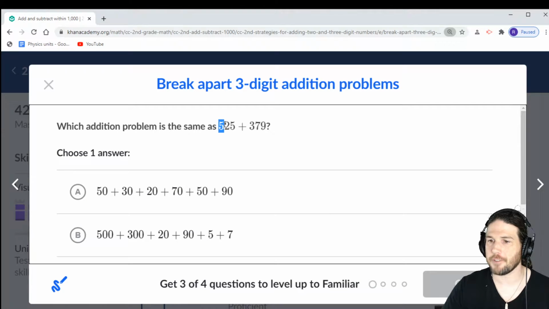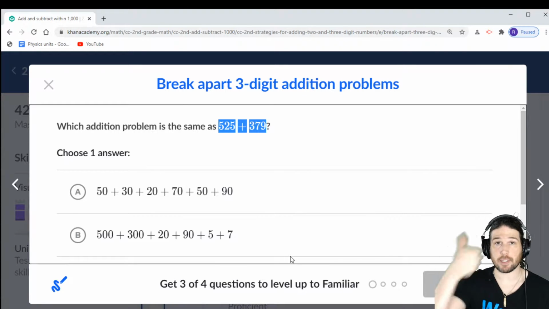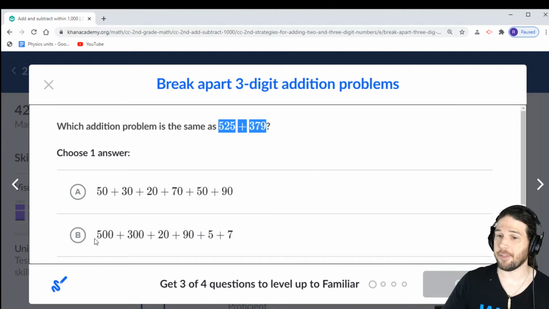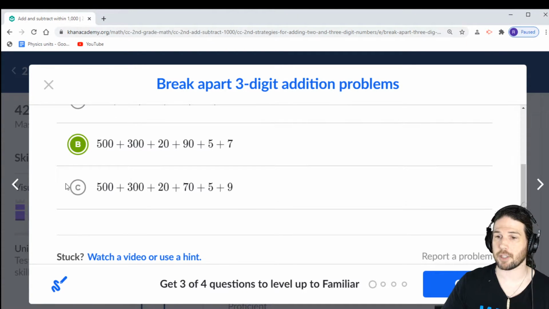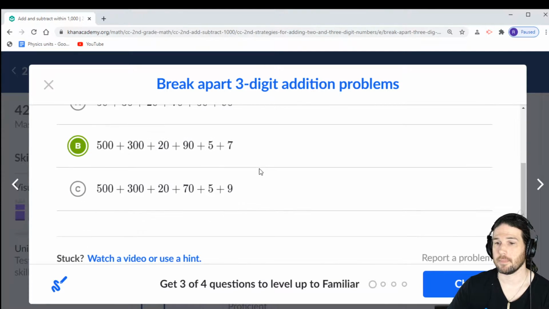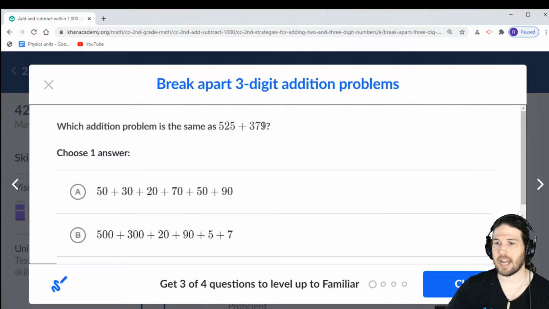So we have 525 plus 379. And in order to get that done, we're going to break it into its hundreds, and then its tens, and then its ones. So we have 500 and 300. So B looks like the best one so far, but B and C could both be in the running. They both have 500 plus 300, plus 20 plus 70. So actually B is wrong. It must be C. 500, 300, 20, 70, and then 5, and then 9.